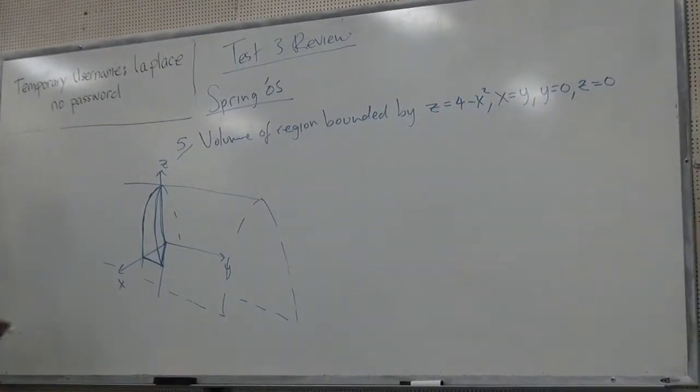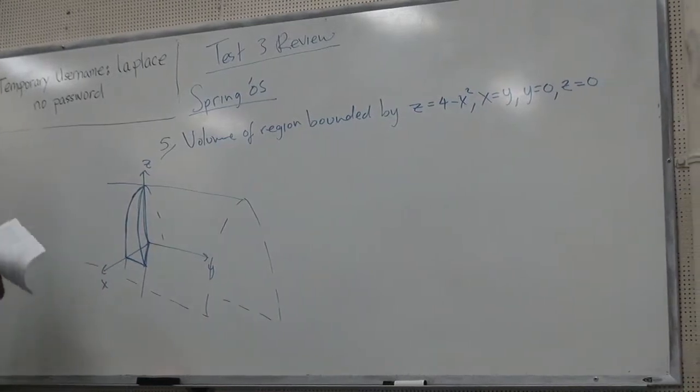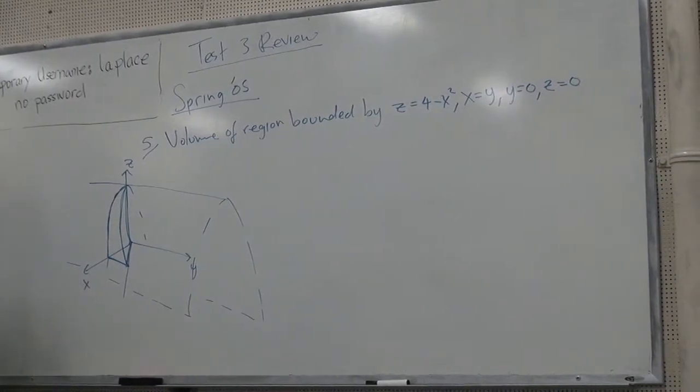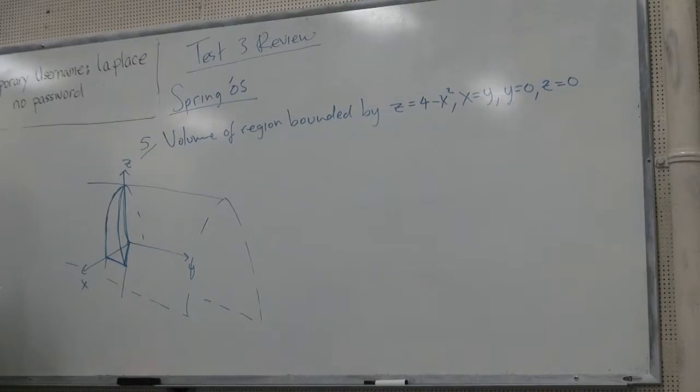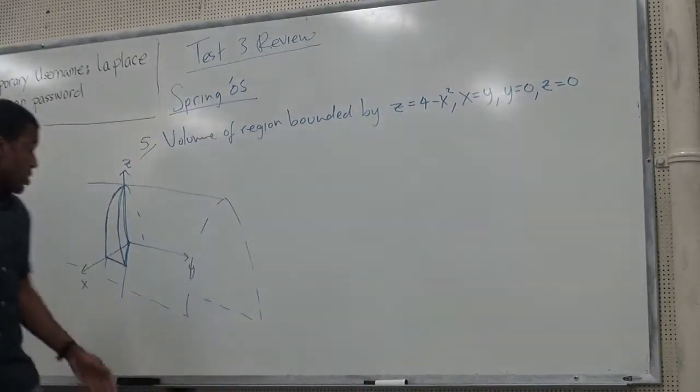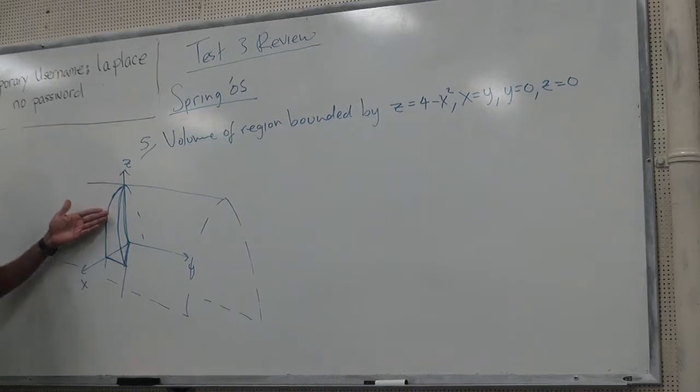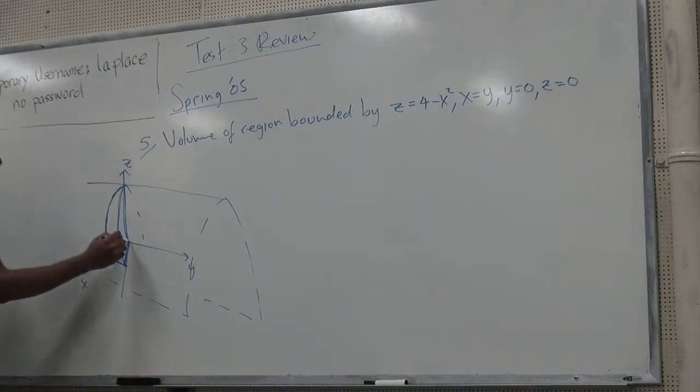Why not the other side of y equals x? It's still bounded by y equals 0. But y equals 0 is the xz plane, right, which is the back wall. Do you mean the back part? Yeah.